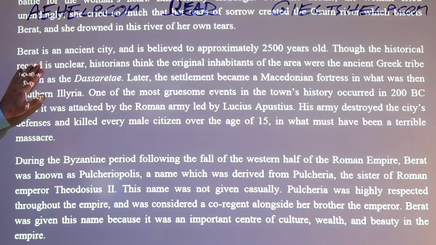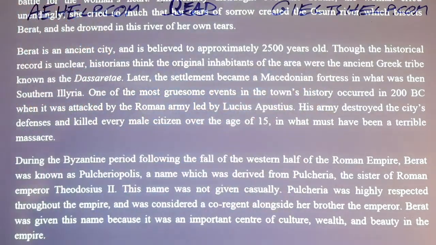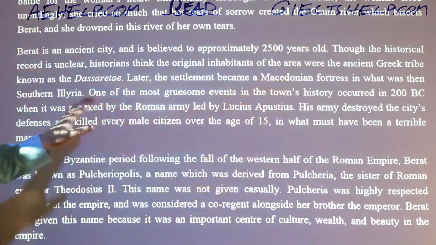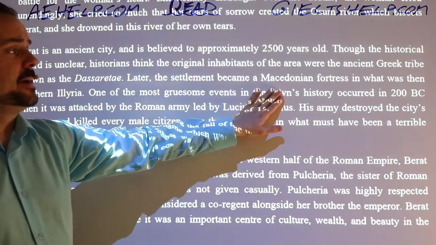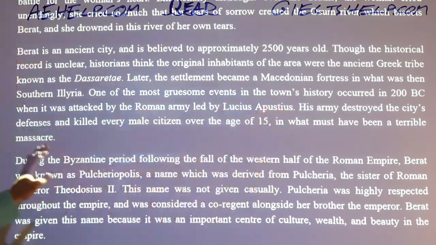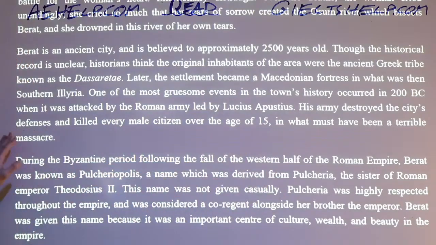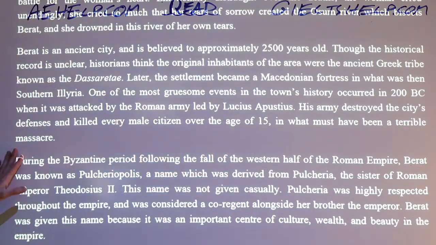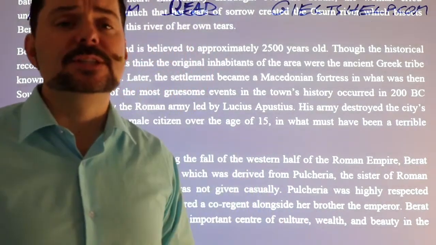Berat is an ancient city and is believed to be approximately 2,500 years old. Though the historical record is unclear, historians think the original inhabitants of the area were the ancient Greek tribe known as the Dasarete. Later, the settlement became a Macedonian fortress in what was then southern Illyria. One of the most gruesome events in the town's history occurred in 200 BC when it was attacked by a Roman army led by Lucius Apustius. His army destroyed the city's defenses and killed every male citizen over the age of 15 in what must have been a terrible massacre.